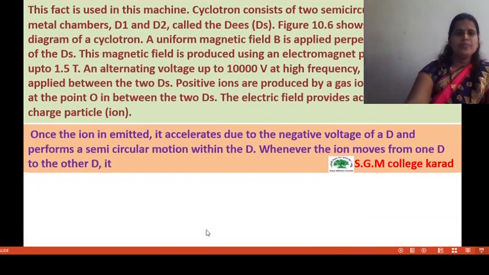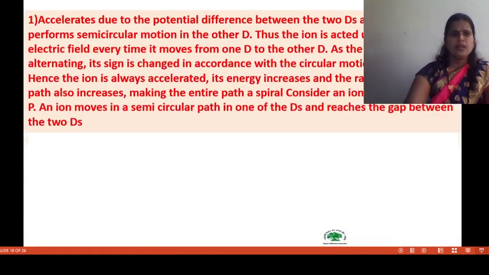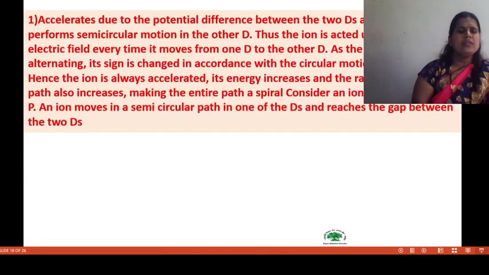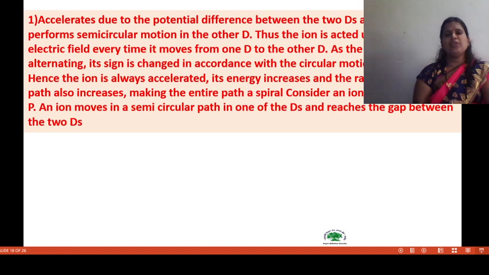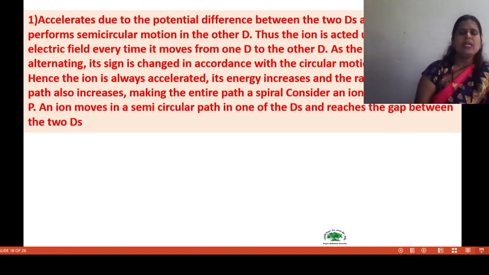Now see here, next, it accelerates due to the potential difference between the two Ds and again performs semicircular motion. The polarity of the potential difference between the two Ds will be changed: positive becomes negative, negative becomes positive, and again the positive ion performs the semicircular motion. Thus the ion is acted upon by the electric field.